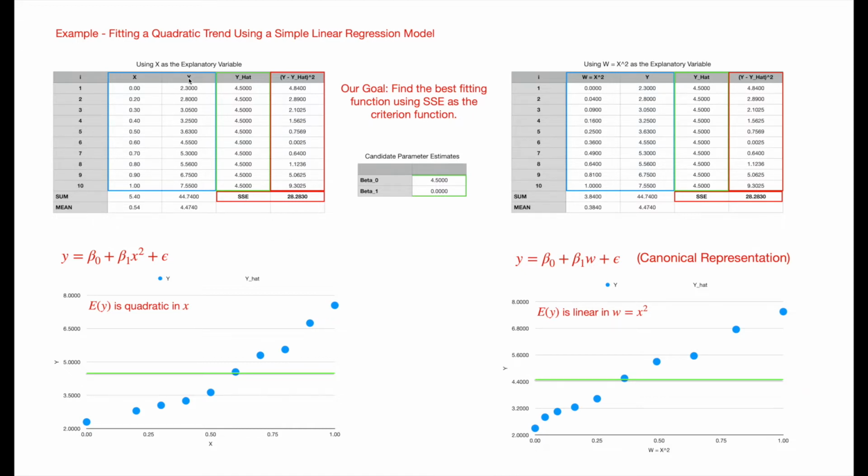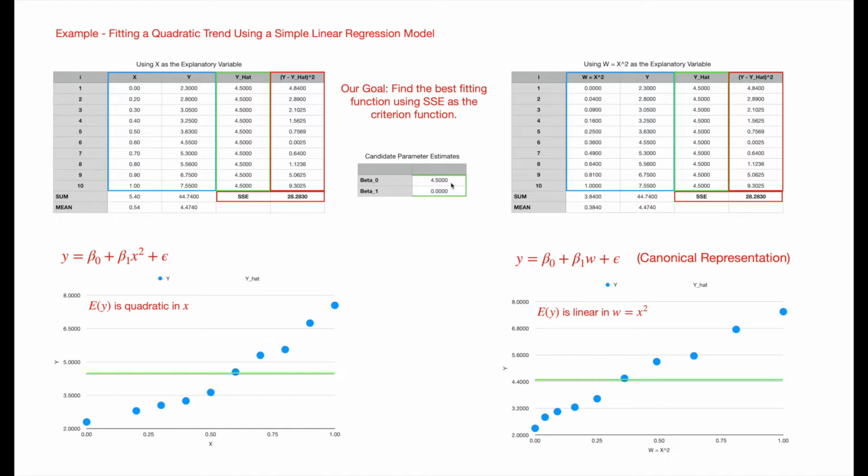Again, we're fitting different models, at least notationally, in these two models. And so we want to see what happens to SSE. But the bottom line is we're going to see if we can tweak these parameter estimates to get the minimum possible SSE. And if we can, that will be the best fitting function according to the least squares criterion.